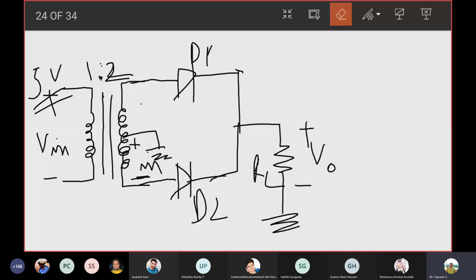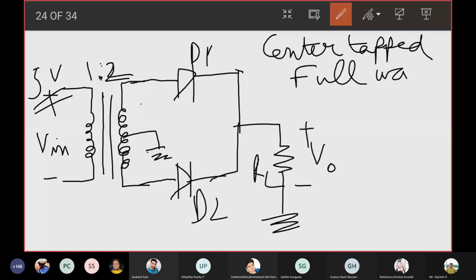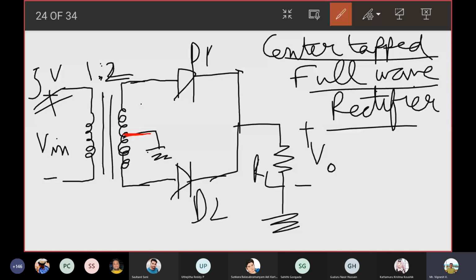Now, what I have drawn is a center tapped full wave rectifier. I'll explain why it's called center tapped full wave rectifier. You can see the transformer being tapped at the center. By tapped, what I mean is I've grounded at the center. This is center tapped full wave rectifier. There is another kind of full wave rectifier which we'll cover, but this is one kind of full wave rectifier.